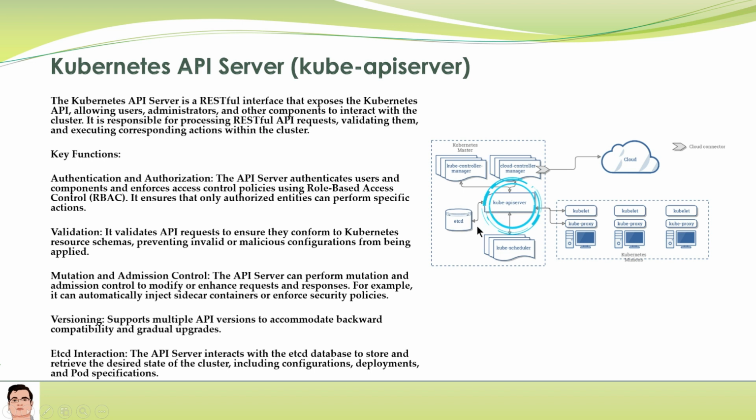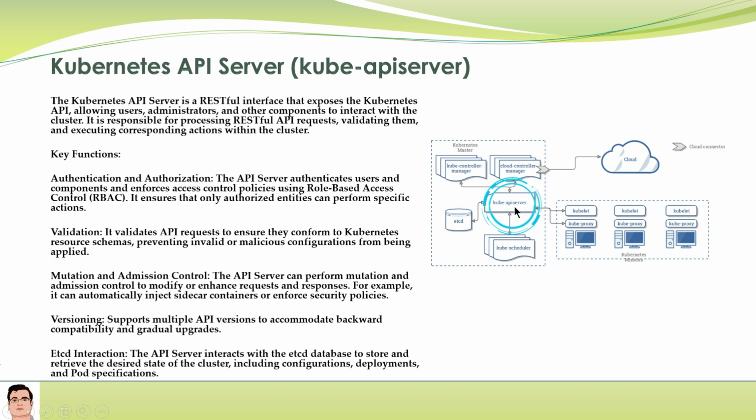Okay, so once you put in a request to get all the pods from the cluster, at that time it will authenticate and authorize your request, whether you are an authentic user or not. So the API server authenticates the user and components and enforces access control policies, using RBAC. It ensures that only authorized entities can perform actions. So this is the first point of interaction with the Kubernetes master. So every request comes to the Kube API server.